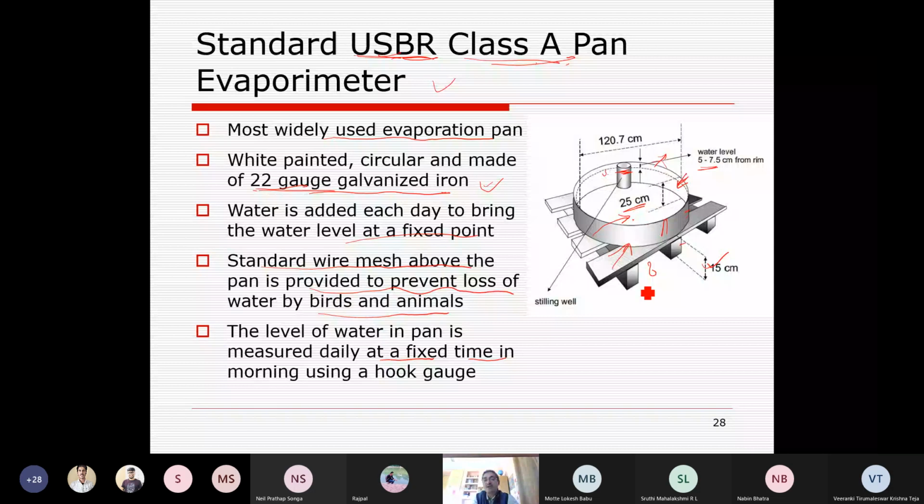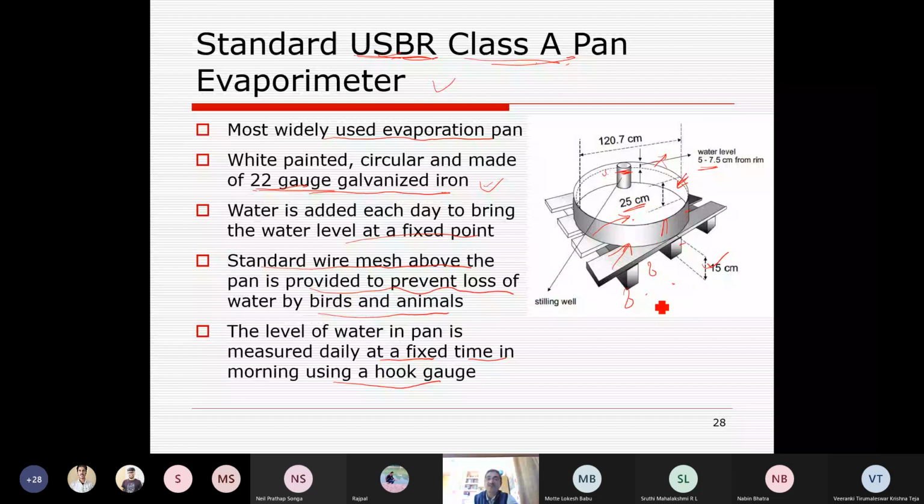If you are interested to measure the level of water, a hook gauge is used, which is coming from down to upward. So it has more accuracy. So a hook is used to measure the water level in this pan. So it is basically the first pan which is used, that is USBR, United States Bureau of Reclamation Class A pan. So it has the standard condition to measure the evaporation.